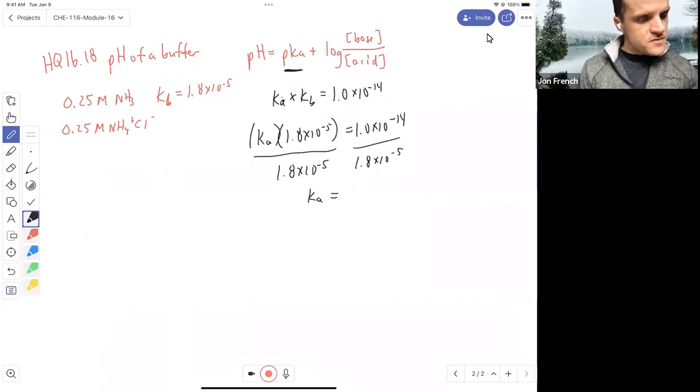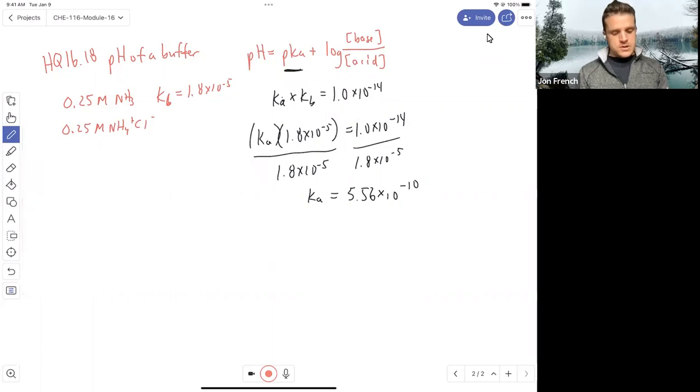One times 10 to the minus 14, divide that by 1.8 times 10 to the minus 5. Yeah, I get 5.56 times 10 to the minus 10 is my Ka. Now I can go and use the Henderson-Hasselbalch equation.